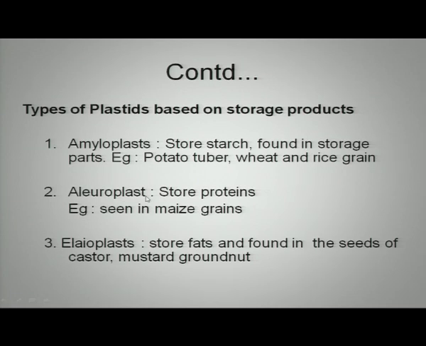Second one is aleuroplast. Aleurone grains means protein grains. So, these are the plastids that store proteins. They are seen in maize grains, pulses, etc., where abundant amount of proteins are stored. The third one, that is oleoplast, they will store fat, and they are found in some of the seeds like castor, mustard and groundnut.